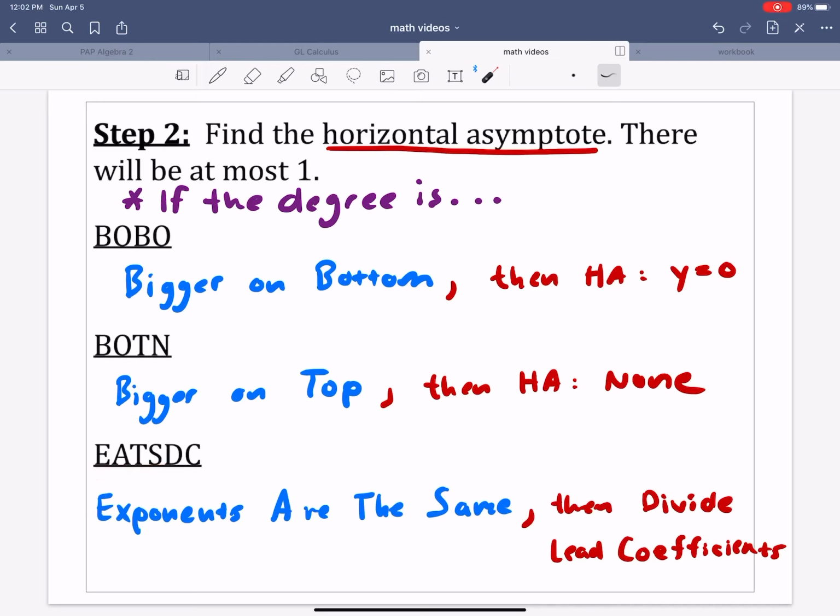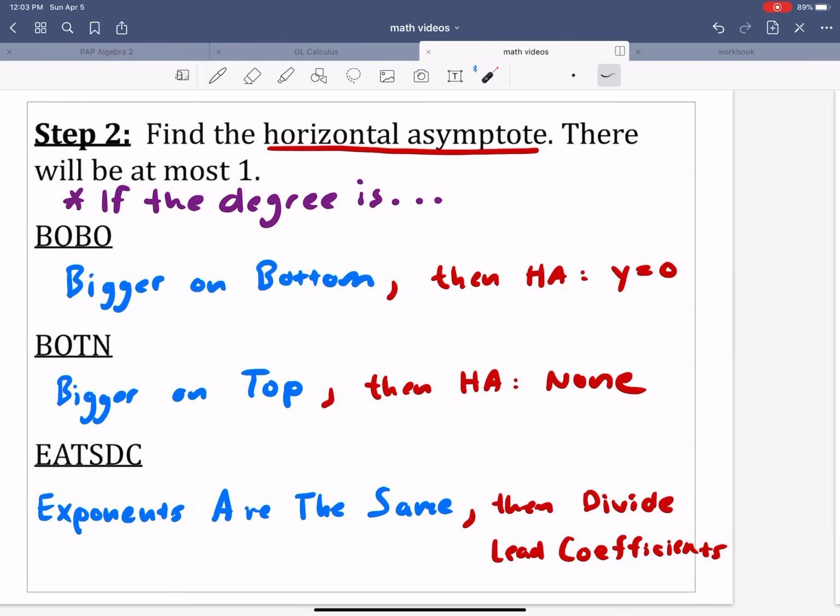Okay? So on the next page, I'm going to show you some different scenarios where we identify whether it's a BOBO, a BOTN, or an EATS DC, and then we use these rules to find the horizontal asymptote. Bear with me. The light bulb's going to turn on once you see it in action.